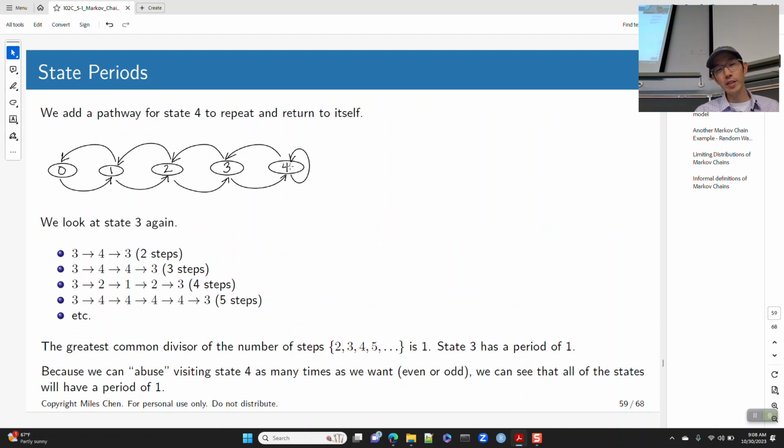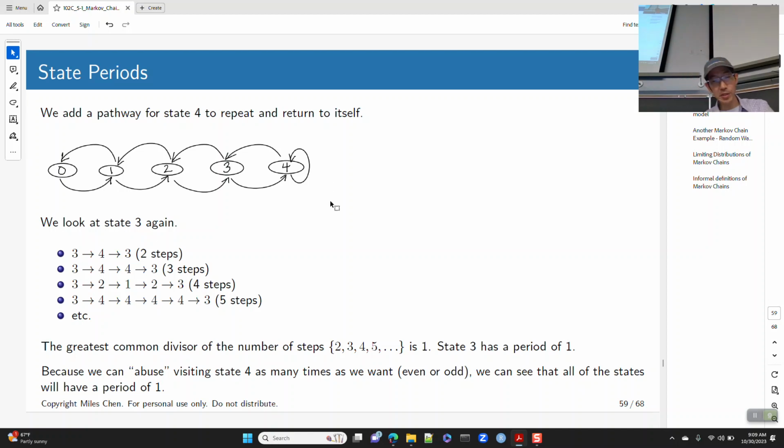If I add this one path where I go from 4 back to 4, well, with this, now I can start at state 3 and I can end up back at state 3 in basically any number of steps greater than 2, all right? So I can go from 3 to 4 and back to 3, 2 steps. I can go from 3 to 4, and then from 4 to 4, and then back to 3, and that would take me 3 steps to get back to 3, okay? And I can go 3, 2, 1. I can take 4 steps to get back to 3. I could take 5 steps to get back to 3, right? Because I could just keep visiting 4 a whole bunch of times.